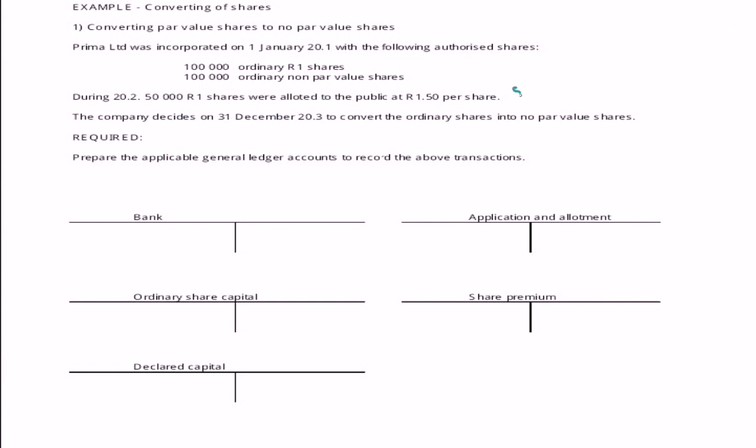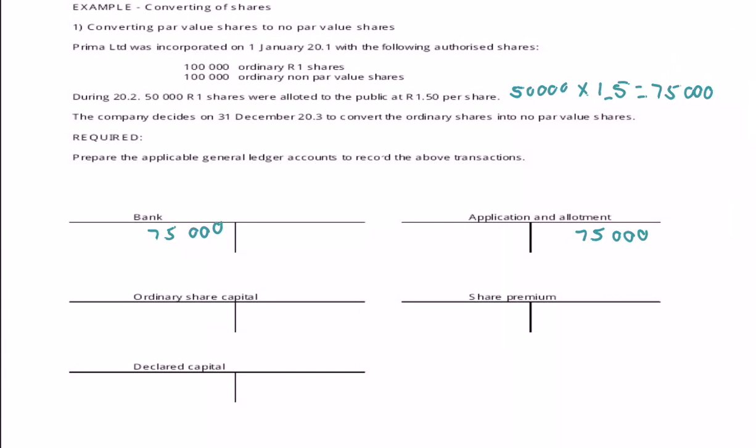We would have had 50,000 multiplied by R1.50 a share, which would have given me 75,000 Rand. Now let's assume that the shares that we ended up allotting to the public is the same as the amount of shares that were applied for by the public. So we would have received 75,000 Rand, so we debit bank and we credit application and allotment with the 75,000. And then we allotted these shares.